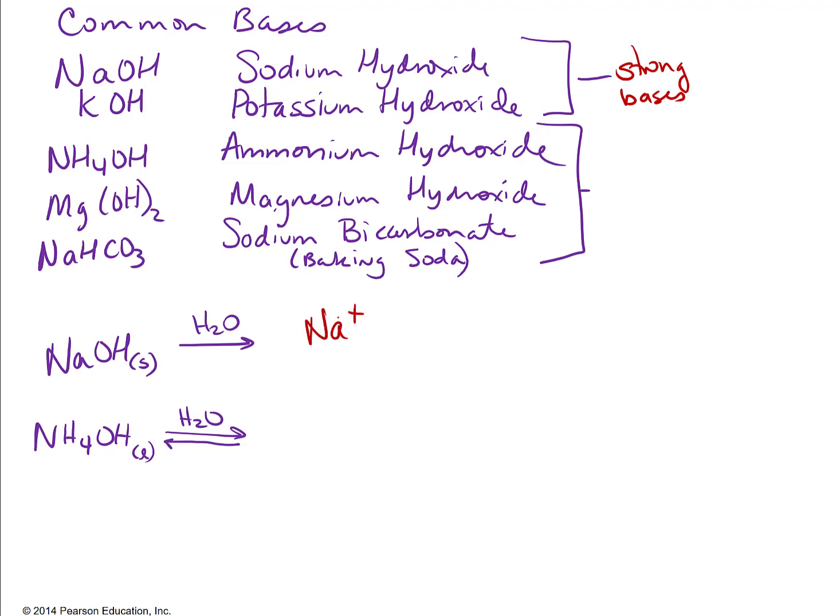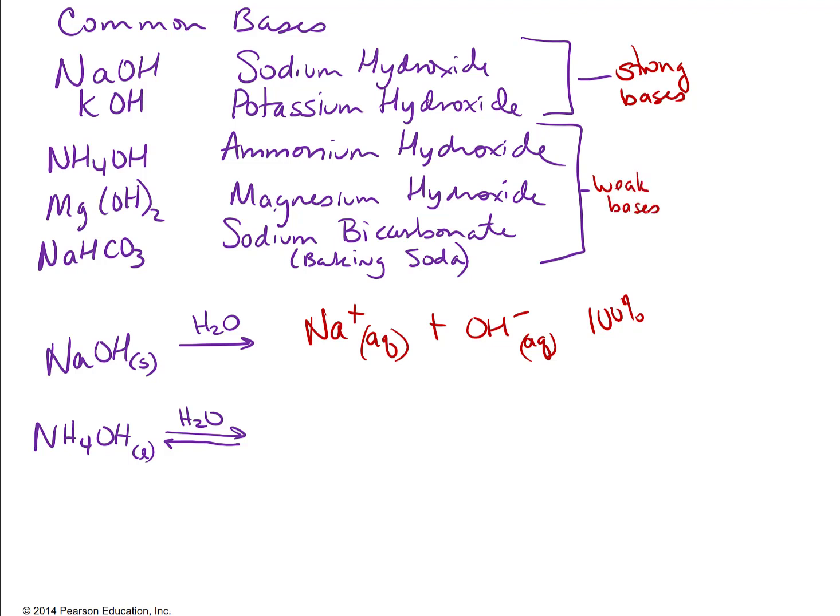Na plus, right? Because of the sodium ions, and that would be aq, and that'll float around, and that's going to leave the OH minus, the hydroxide. It's just like sodium chloride, but this one's sodium hydroxide, 100% dissociated, because it is a strong base. Now the other three, ammonium hydroxide, magnesium hydroxide, and sodium bicarbonate, these ones are considered weak bases.